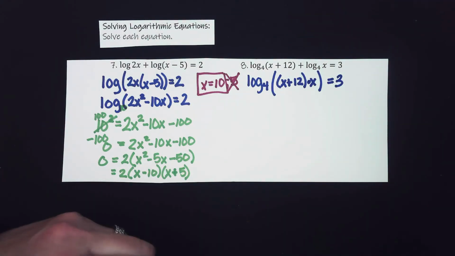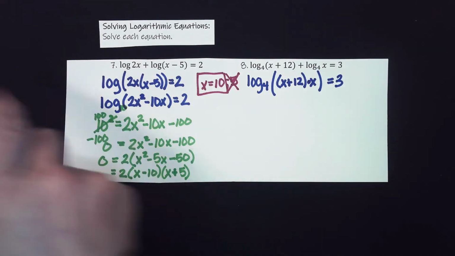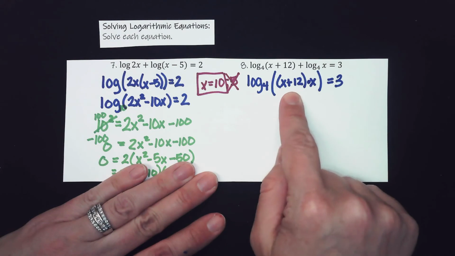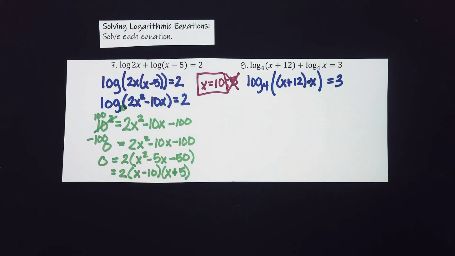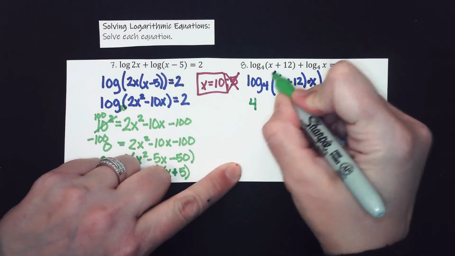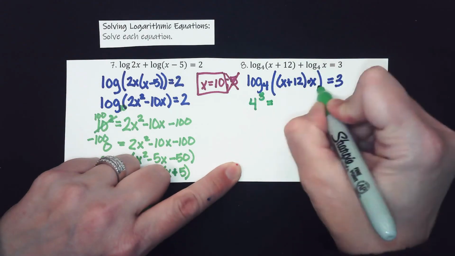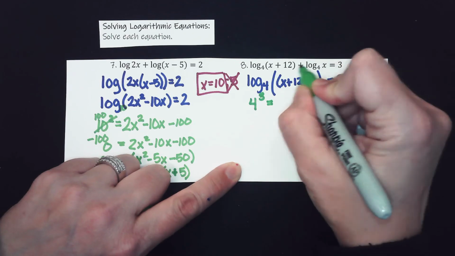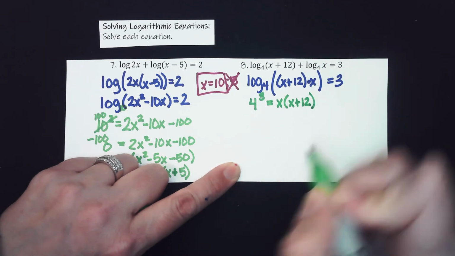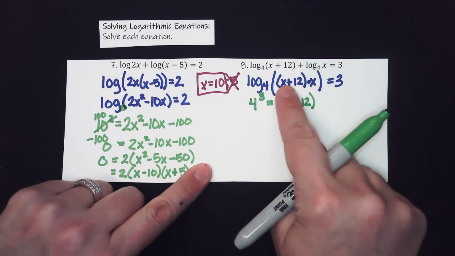Okay? Now, we could go ahead and distribute like we did over here, or we can hold off. I already see that I have x inside my log, so I want to get that out of there. I'm going to write it as an exponential equation. So my base is 4. Jump over the equal sign. I get a power of 3 equals what's inside my log, and I'm going to move the x to the front. So it's x times x plus 12. Okay? So I use the 4, the 3, and all of that.